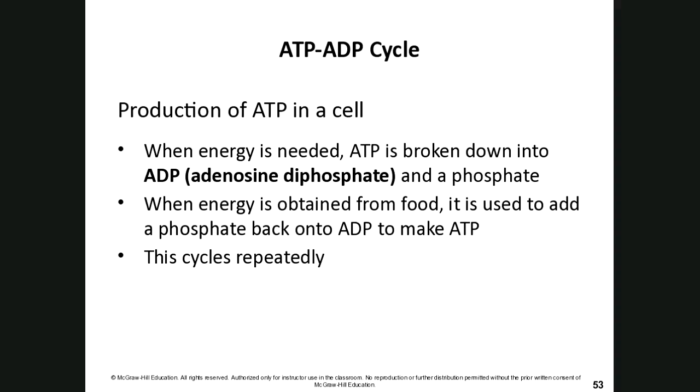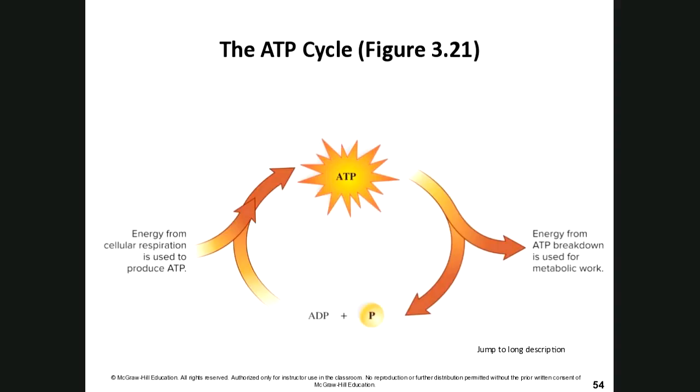So cellular respiration really is the production of ATP that takes us through that ATP-ADP cycle. So when energy is needed, ATP is broken down into ADP, or adenosine diphosphate. And then you have this inorganic phosphate that we use. When energy is obtained from the food that we eat, we convert that chemical energy and we add a phosphate group back onto it, and we turn ADP into ATP. So the cycle just continues to go on pretty much indefinitely until you're no longer with us. And here's just a really cool picture of that cycle taking place.